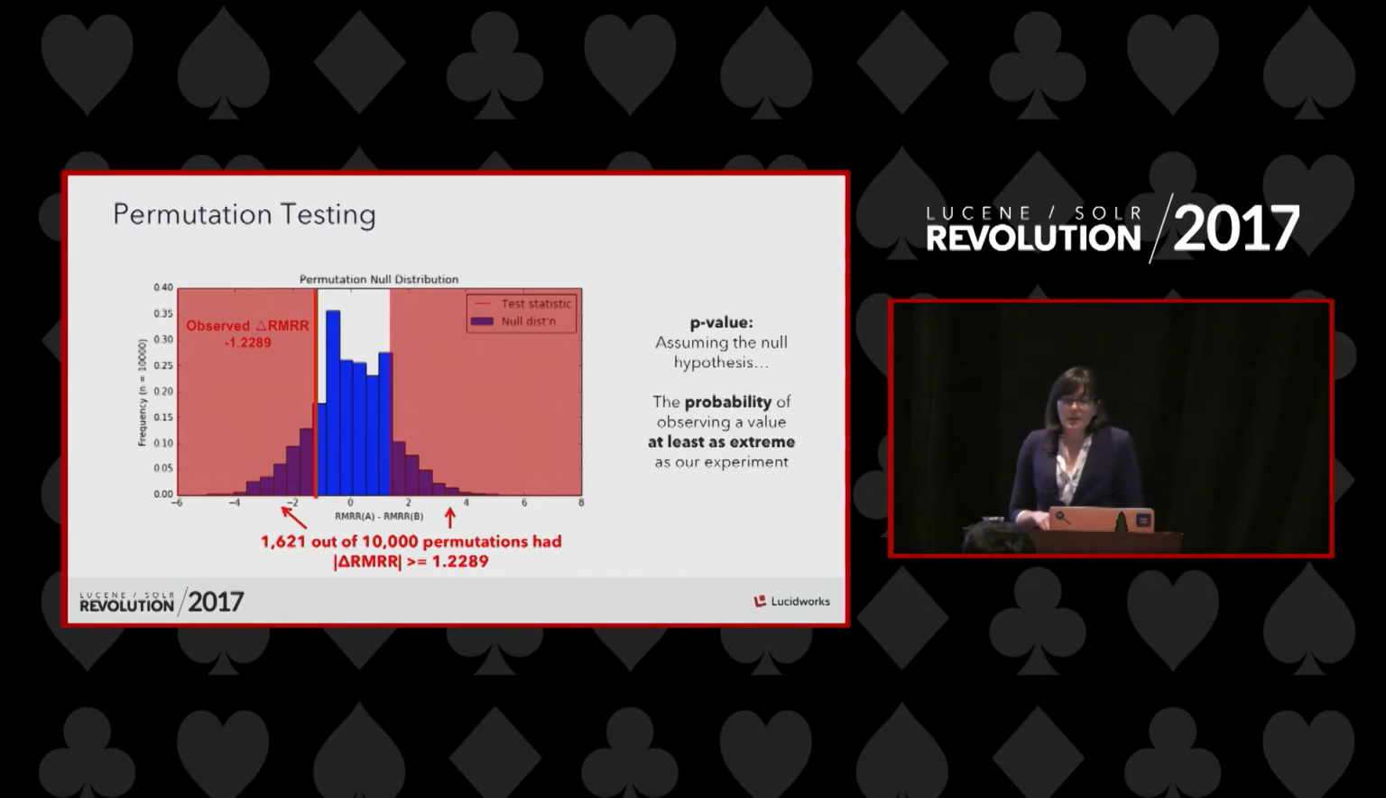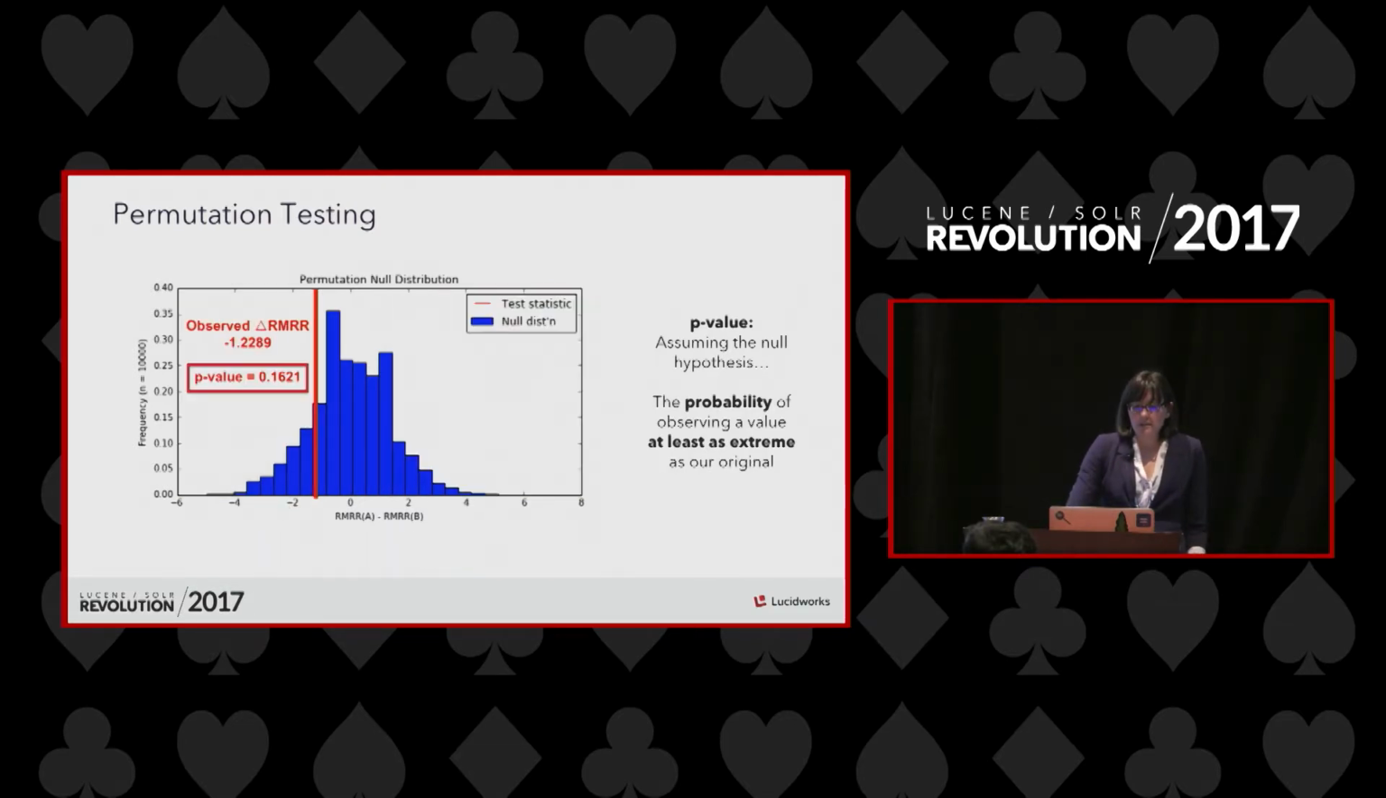This is the probability of observing a value at least as extreme as our experiment. So we can go ahead and calculate this, see that 1,600 of our 10,000 permutations had a change in RMR at least as extreme. So we get a p-value of 0.16. And so then we can conclude there was not enough evidence to reject the null hypothesis. This is an inconclusive test.